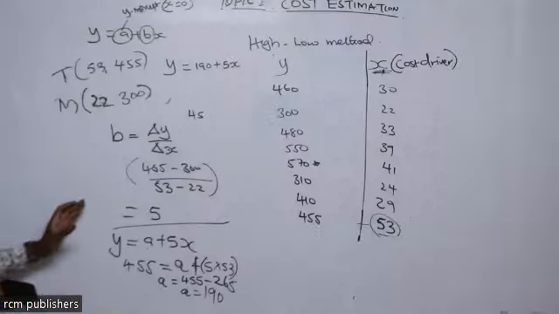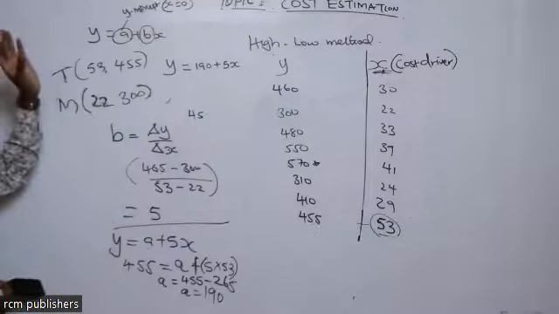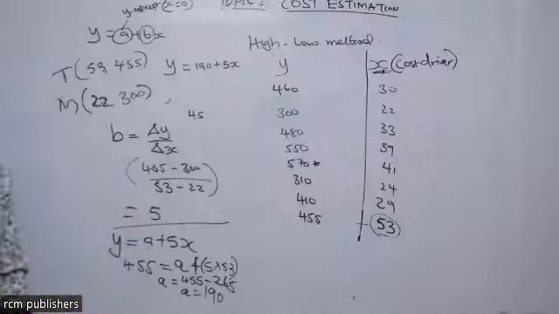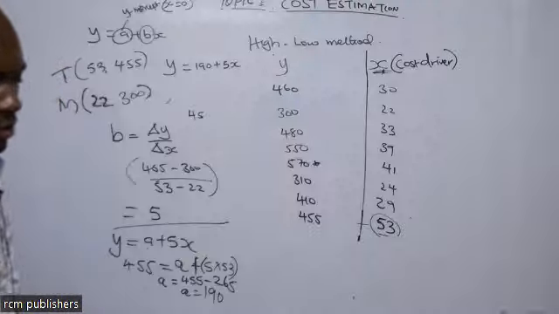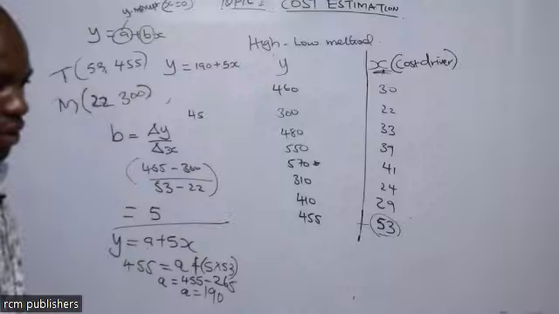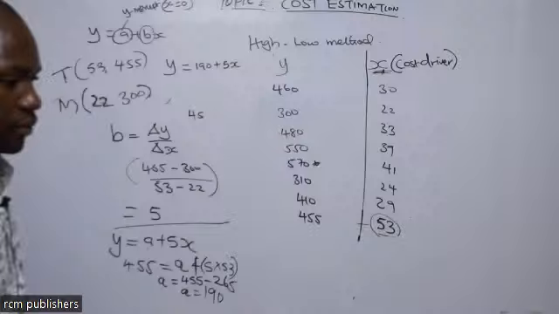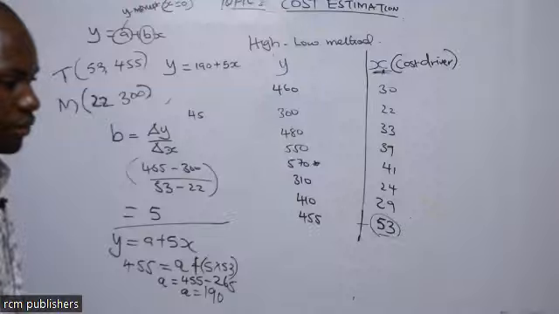Is it now clear to somebody that you are able to use the high-low method to come up with a cost function to estimate even the cost for the next period? Confirm if you are able to do that.